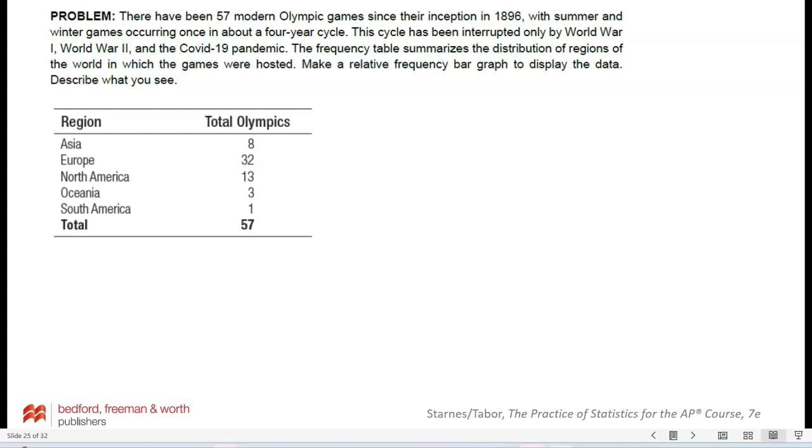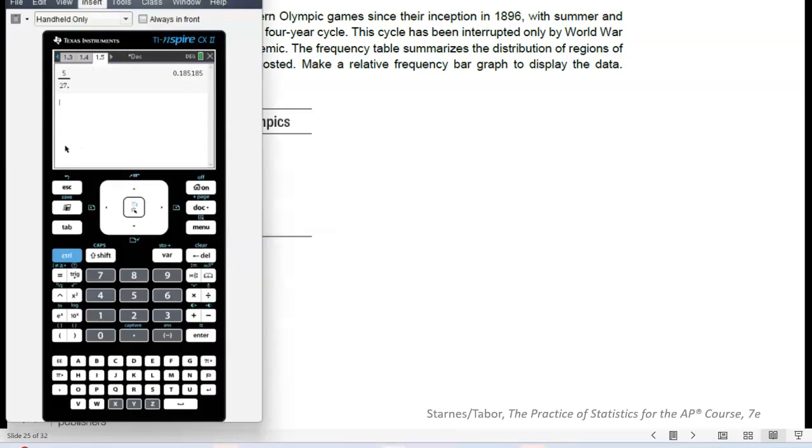Olympics. So this is great. So we have the frequency table. This is not a relative frequency table, it's just a frequency table. Can you make a relative frequency bar graph? To do that, you would first have to start converting all these to percentages.